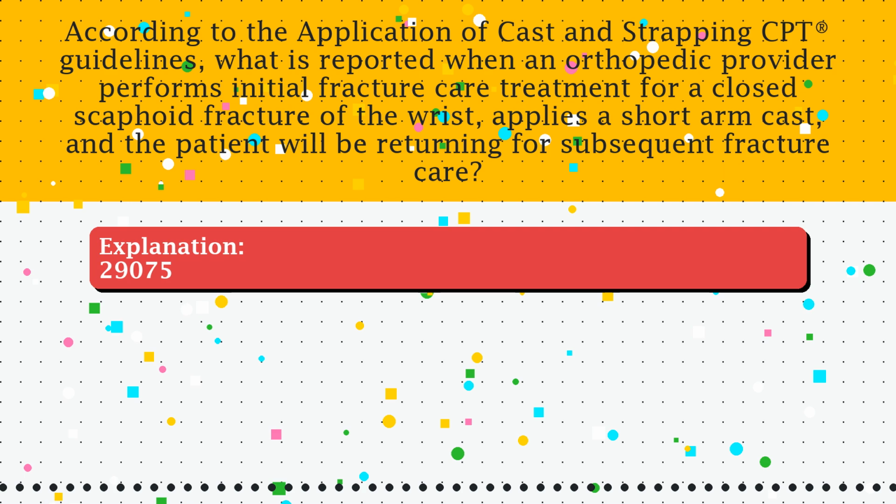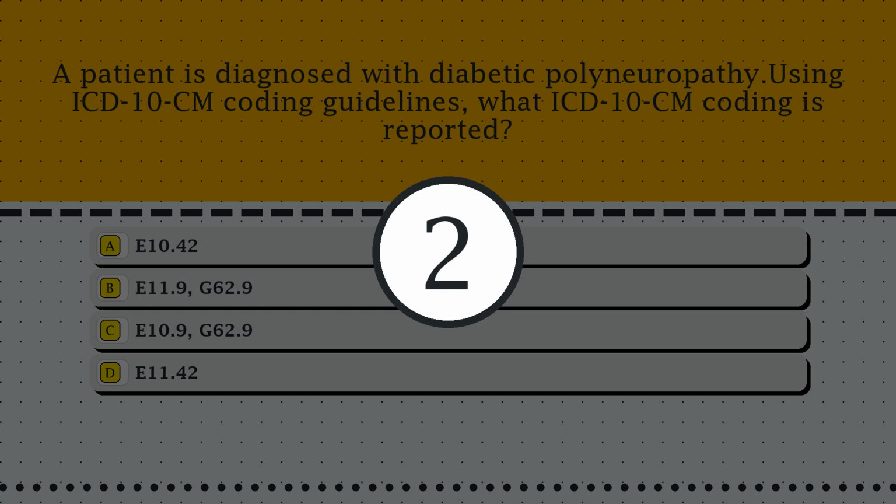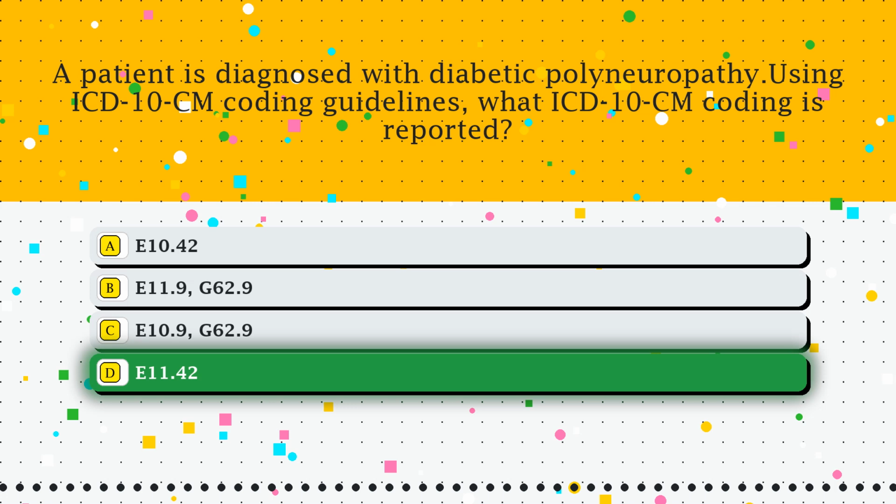Question 21. A patient is diagnosed with diabetic polyneuropathy. Using ICD-10-CM coding guidelines, what ICD-10-CM coding is reported? Option A, E10.42. Option B, E11.9, G62.9. Option C, E10.9, G62.9. Option D, E11.42. The correct answer is option D, E11.42.